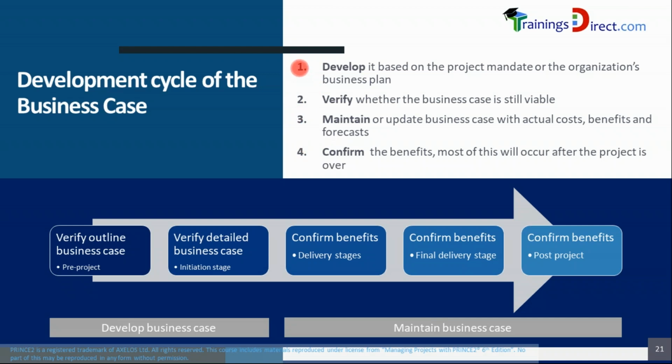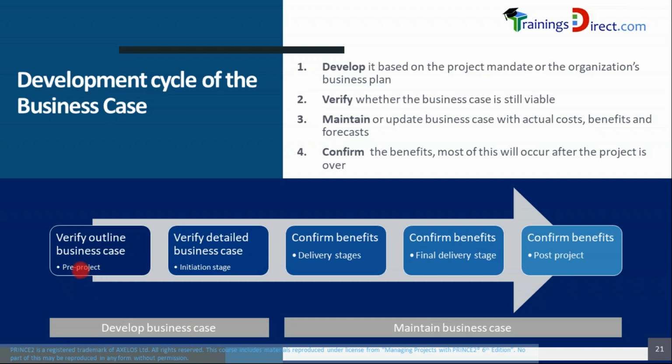The business case is developed in the very beginning of the project and also further developed in the initiation stage of a project. Develop the business case based on the project mandate or the organization's business plan. So once the project mandate or the business plan triggers the starting up of a project, the outline business case is developed. As you can see in the first box at the bottom, verify outline business case is one of the steps within the develop business case.